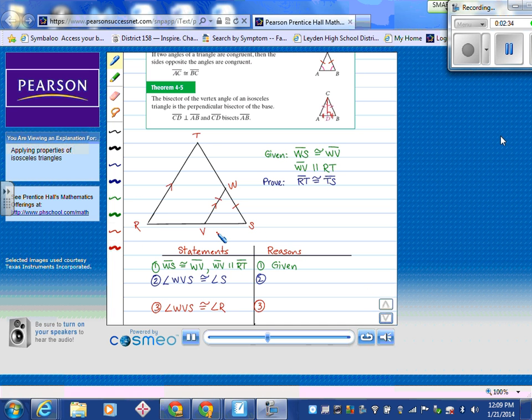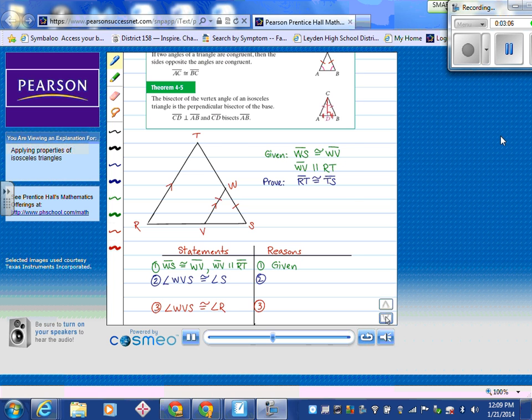You see in the illustration, I have triangle RTS, and I have some given information. I have the segment WS congruent to segment WV, so I've shown that by the hash marks there. And the segment WV is parallel to segment RT. And from that, I want to prove that the larger section RT is congruent to TS. So what I've done is I've given you some statements, and I'm asking you to fill in the reasons so that we can go through the proof.